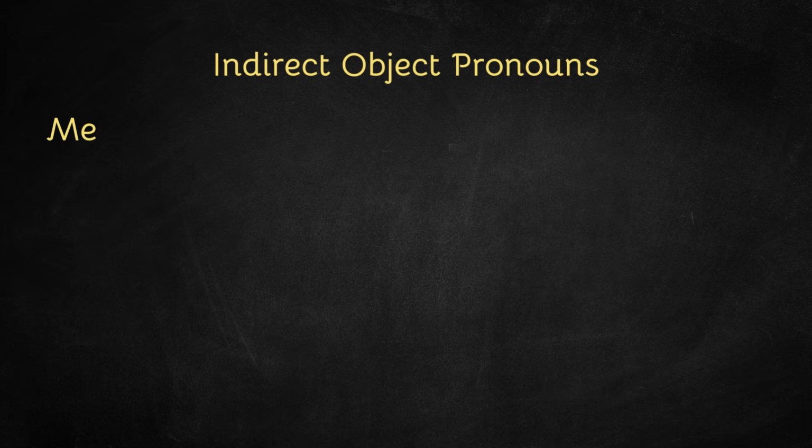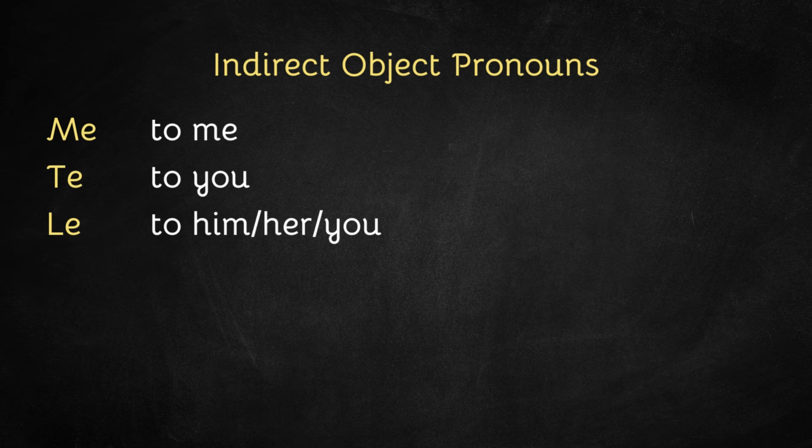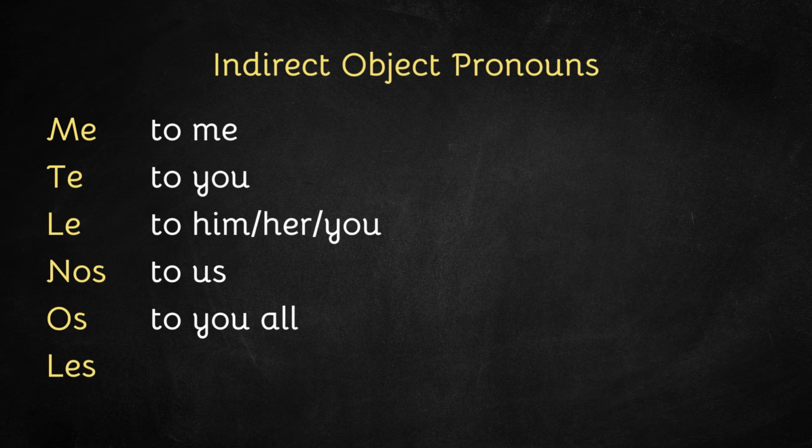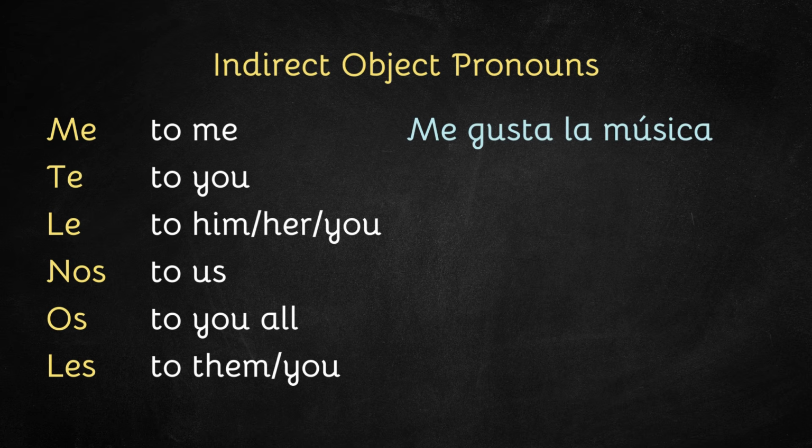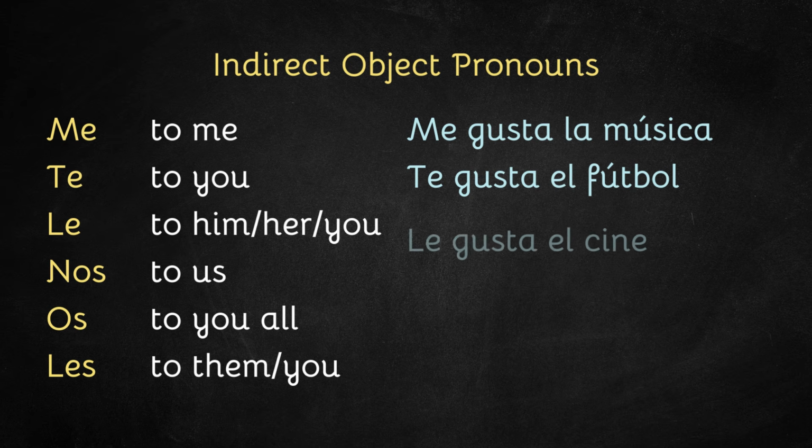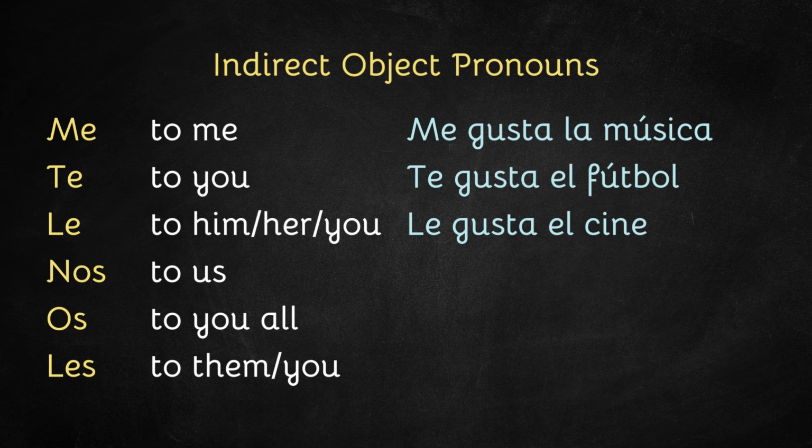So we have me, which means to me, te, to you, le, to him, to her, or to you for the formal you, nos, to us, os, to you all in Spain, les, to them or to you all. So for example, I like music becomes me gusta la música. You like soccer becomes te gusta el fútbol. You for the informal you. He, she, or you like the movies becomes le gusta el cine.